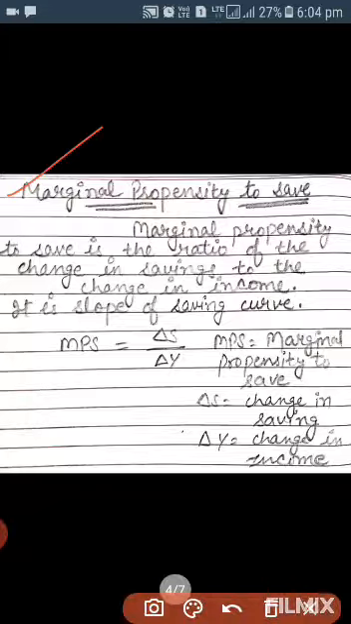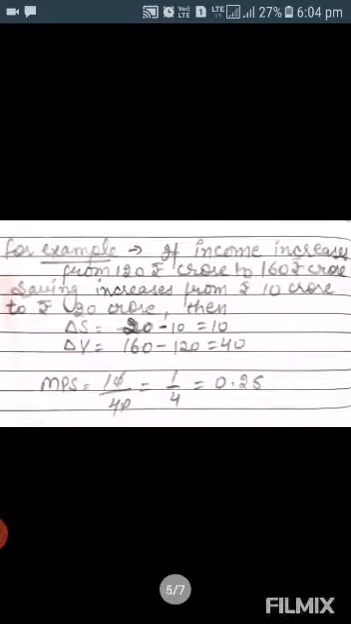Now the second term, marginal propensity to save. Marginal propensity to save is the ratio of change in saving to change in income. And marginal propensity to save is also the slope of the saving curve. We can also describe it in the formula like delta S divided by delta Y. Delta S is change in saving, delta Y is change in income, and MPS is obviously marginal propensity to save.